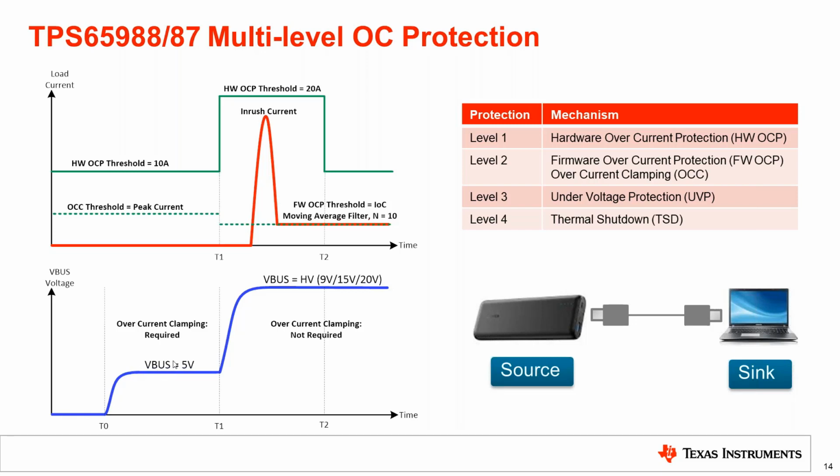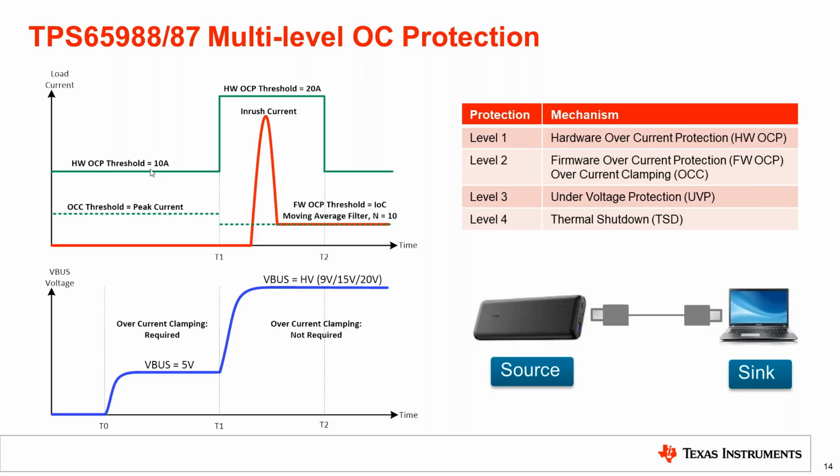When VBus is at 5 volts, the TPS65987 will implement overcurrent clamping. So this means that the current will be limited to the negotiated contract. So if you have a standard Type-C connection at 5 volts at 3 amps here, the current through the power path will not be able to exceed 3 amps.